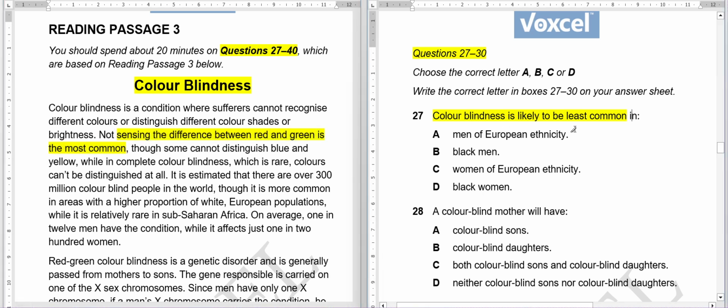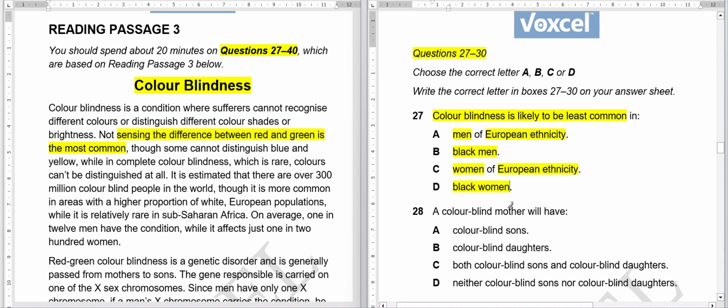But the question is not saying which is the most, it is saying least common in. Men of European ethnicity, is it least common in men of European? Is it least common in black men, women of European ethnicity, or black women? So we have two sets of people, men and women. Let's do them later. First is black people and European, basically white colored skin, Caucasian you can also say.